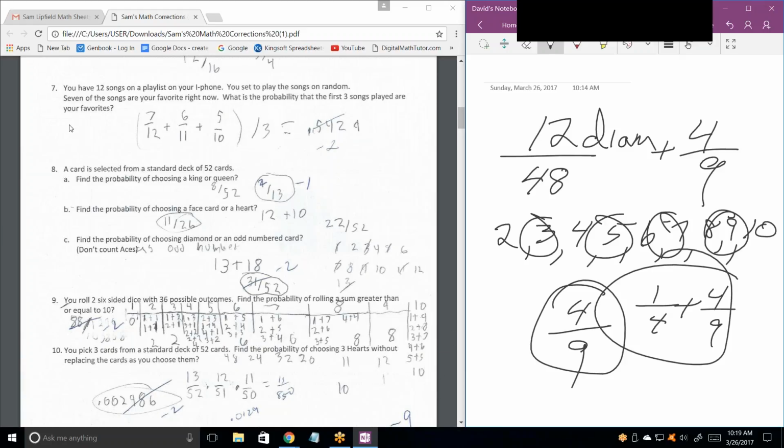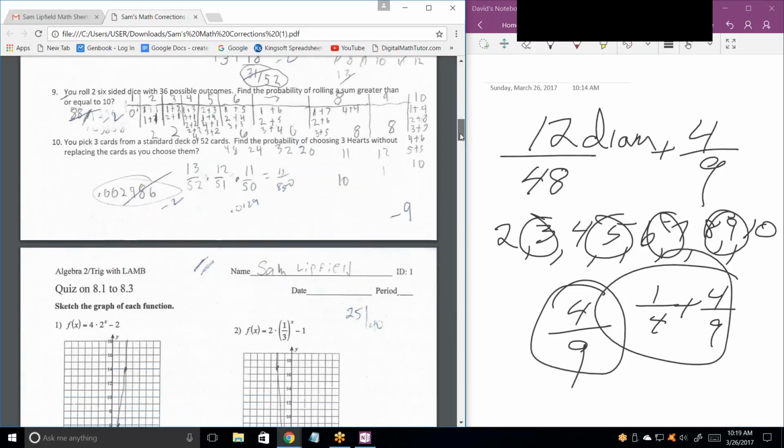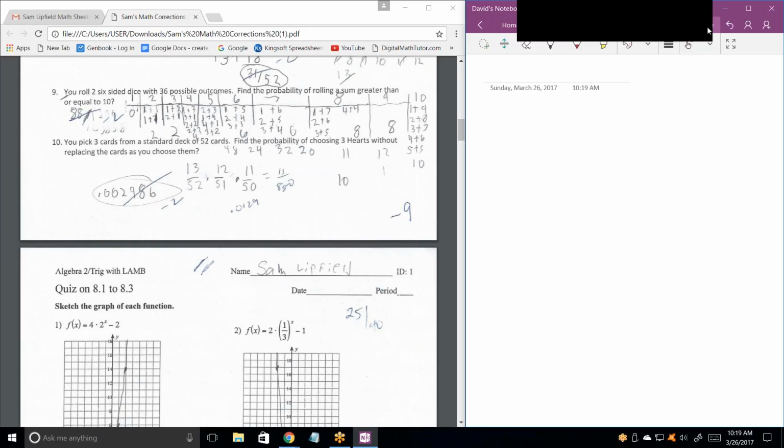Okay. All right, let's go to dice. Dice are a little easier because it's not 52 of them. There's only 6 faces on a die. So if you have 2 die, you have 6 times 6 possible outcomes. So you have 36 possible outcomes. Find the probability of rolling a sum greater than or equal to 10.